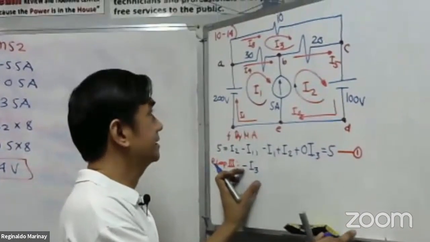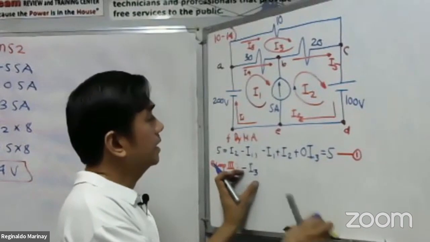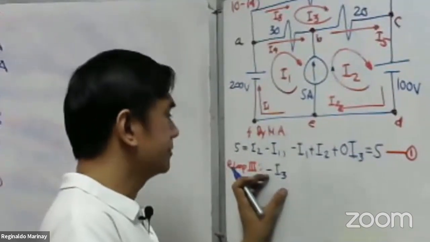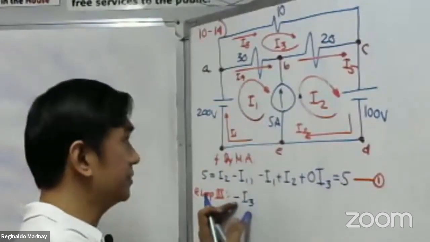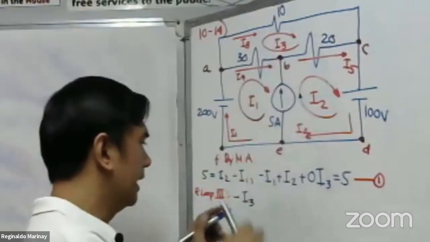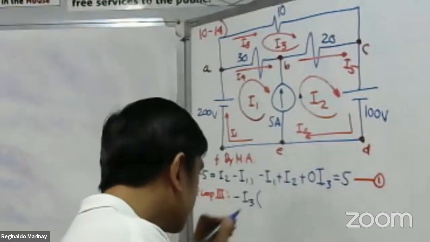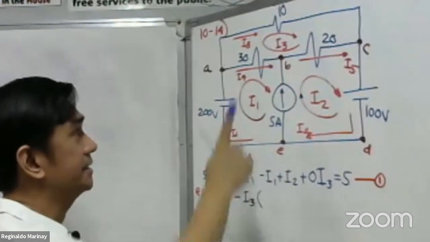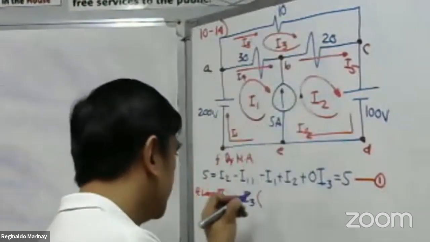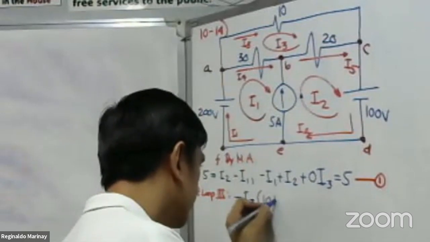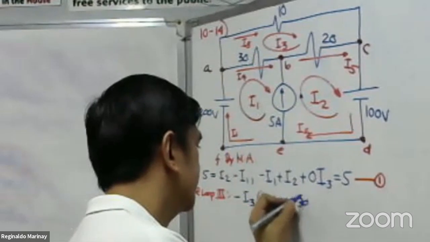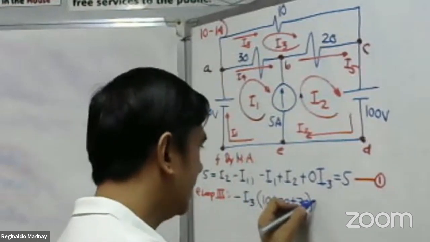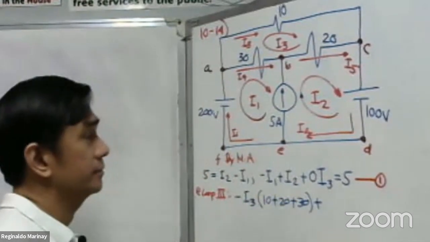So, please take a look here at loop number 3. Again, make the circulating current as negative I sub 3 for loop number 3. And then, multiplied by the loop resistances. What are these? 10 plus 20 plus 30. Okay. And then plus what?